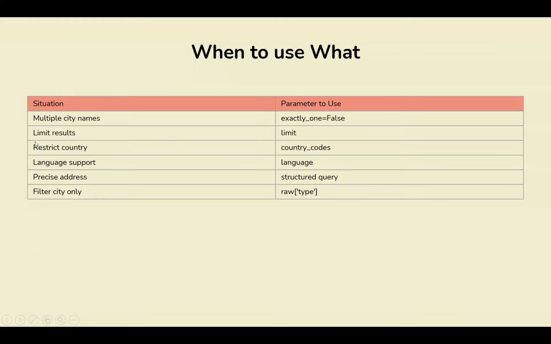Limit result: if you want to limit the number of results, then we can use the parameter limit. For the country, we can provide country_code. For the language, we can provide language. For a precise address, we can use the query. And to filter city only, we can use the raw type.